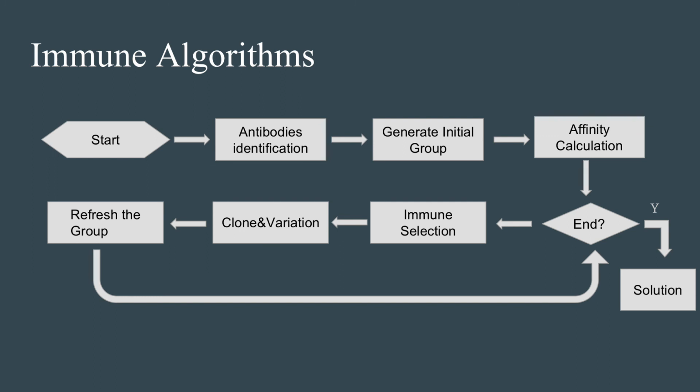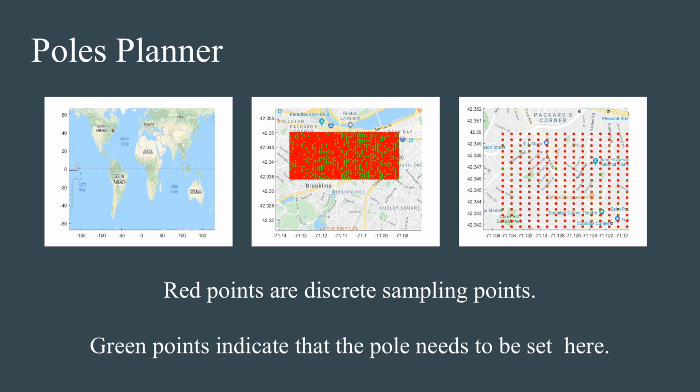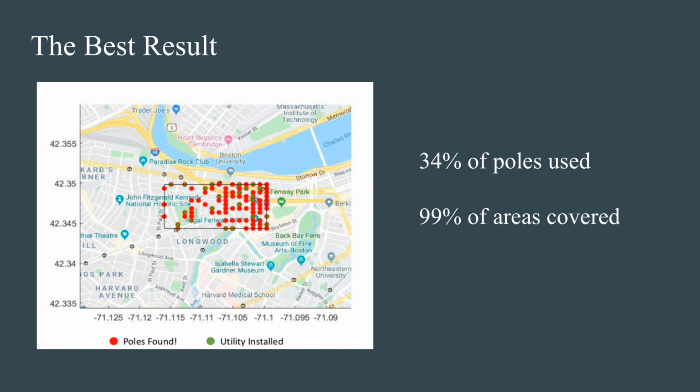And after the iterations, we got this result here. The red points are discrete sample points, and the green points indicate that a pole will be set here. And here is the final result. This area is the selected area, the red points are where a pole can be found, and the green points are the final points where the utility poles will be installed. In this region, 34% of the poles will be used, and they will cover 99% of the area. It is very good.